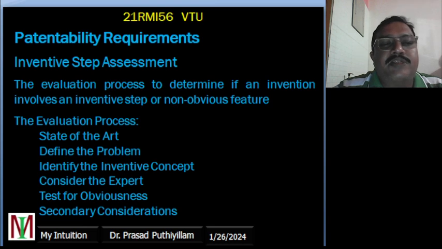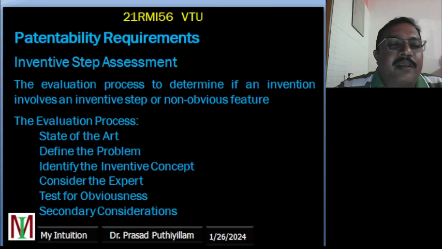Inventive step assessment: the evaluation process to determine if an invention involves an inventive step or non-obvious features. Whether the invention demonstrates an inventive step, also known as non-obviousness, is a crucial part of the patent application process. State of the art means understanding the current knowledge, technology and practices in the field, what is already known. So we need to check the available technology and practices.